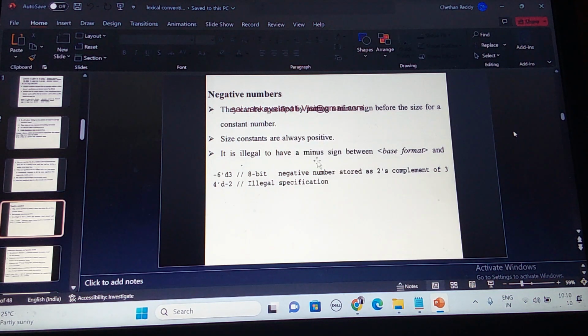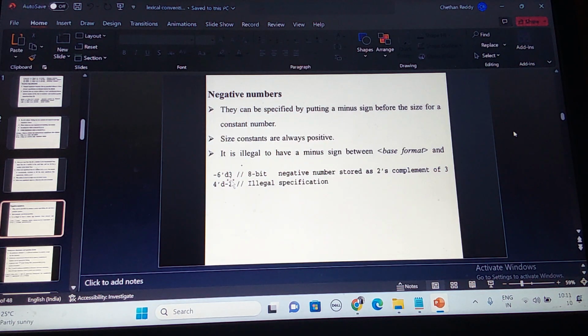It is illegal to have a minus sign between the base format. The correct way of representing a negative number is to start with minus and then the size. Size should always be positive. This minus sign indicates that this is a negative number, and the size of this should always be positive. And tick. What does D3 indicate here?